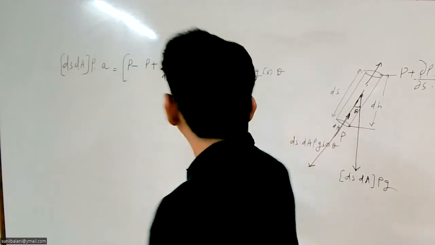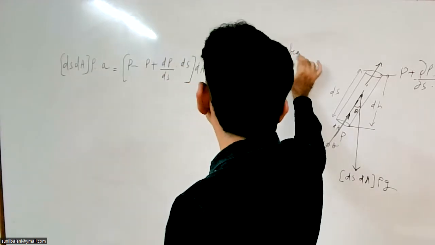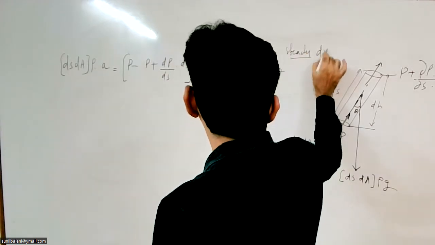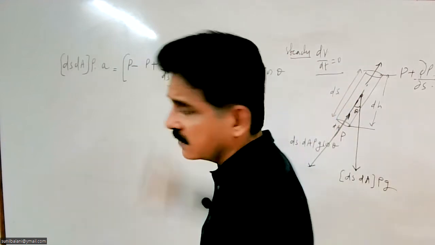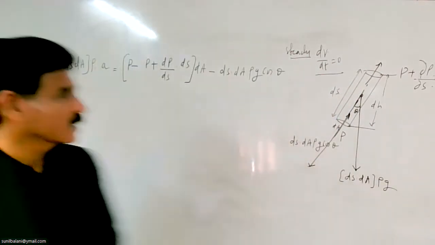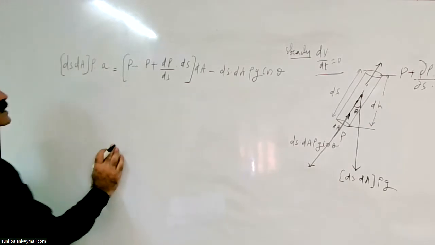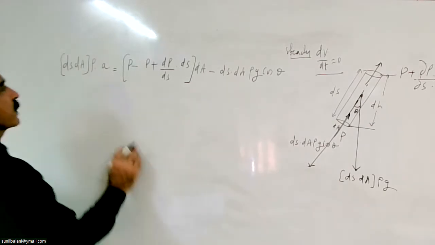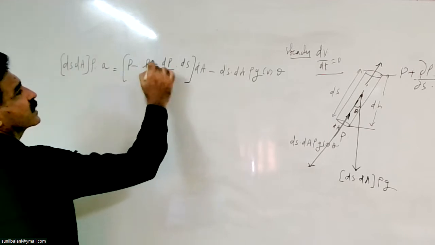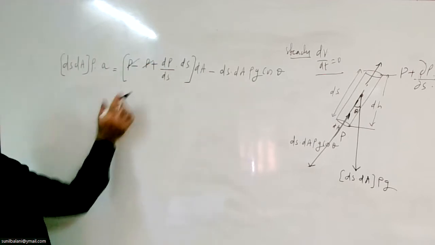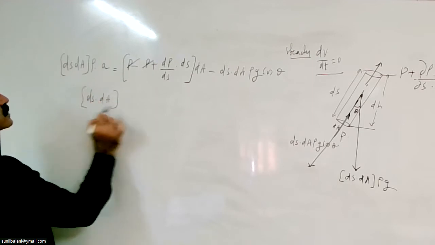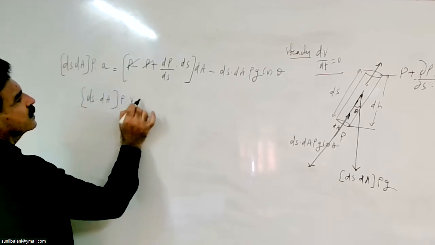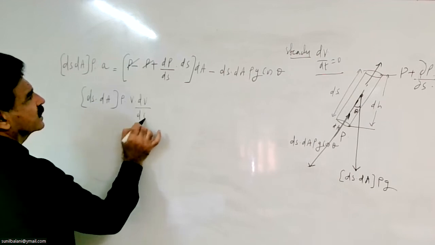That is, the flow is assumed to be steady. If it is steady flow, then dv by dt is equal to 0. But dv is changing with respect to s, so that part I will have to take care. So I'm writing this now. Okay, fine. You can see this p and p I can lose from here itself, and now I write the whole equation. ds dA, this will be rho v dv by ds.